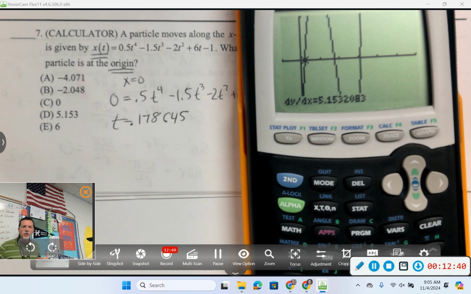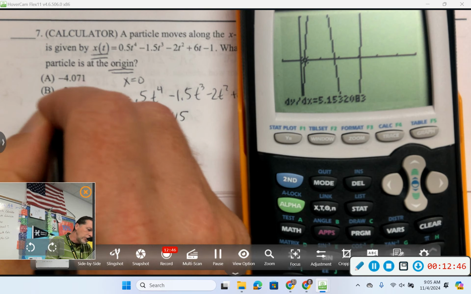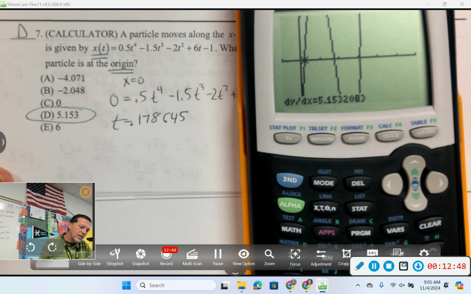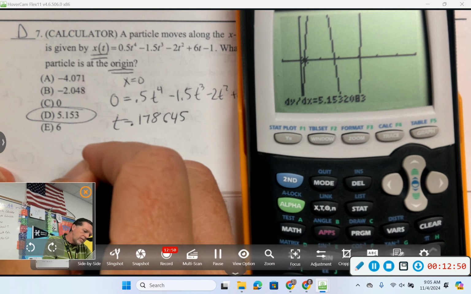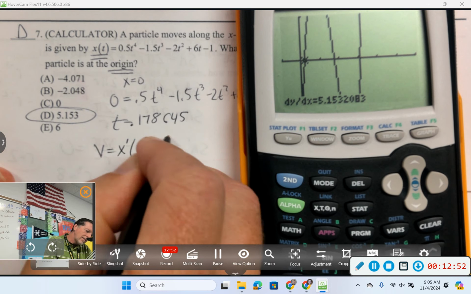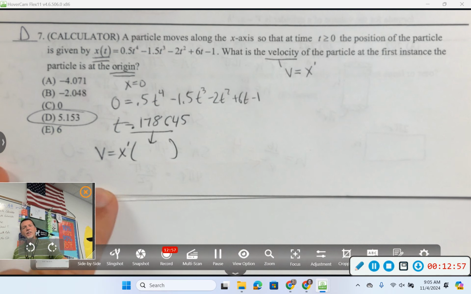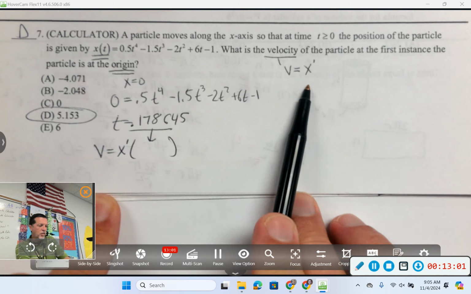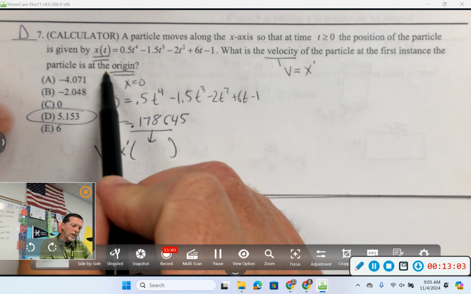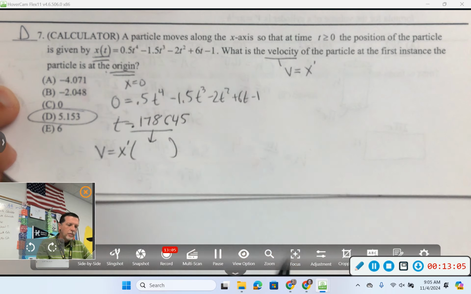There were longer, more decimals to be more accurate, but on multiple choice, as long as these aren't too close to each other. D is x prime at that time. So that was kind of a tricky one, a two-step deal. You knew velocity is the derivative of position, but you had to figure out when the thing was at 0.